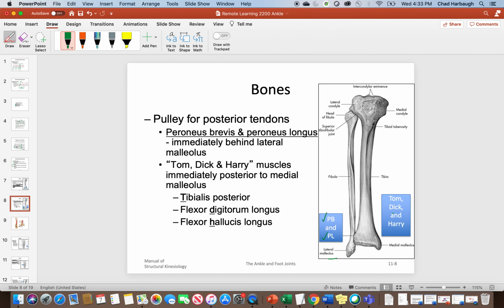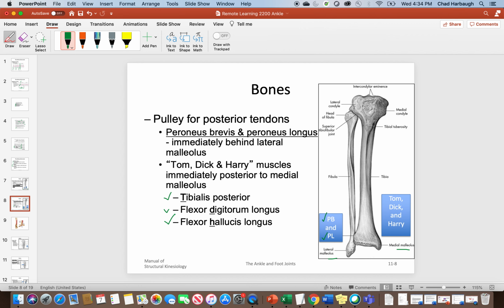We call these the Tom, Dick, and Harry muscles, but the tibialis posterior is important for inversion and plantar flexion. It also is a main stabilizer for the medial arch. And then we have the flexor digitorum longus, which wraps around the medial malleolus, and its main job is to flex the distal phalanges of the lesser four toes, but it also supports the lateral longitudinal arch. So again, it plays a role in arch support.